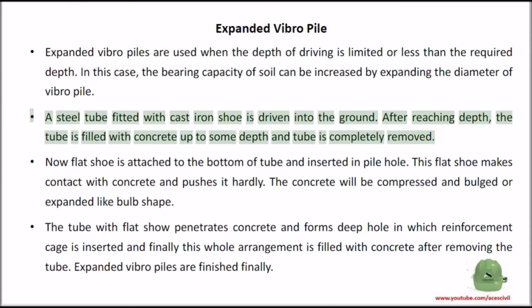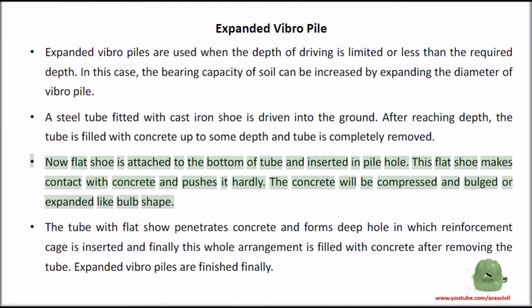A steel tube fitted with a cast iron shoe is driven into the ground. After reaching depth, the tube is filled with concrete up to some depth and the tube is completely removed. Now a flat shoe is attached to the bottom of the tube and inserted in the pile hole. This flat shoe makes contact with the concrete and pushes it hard. The concrete will be compressed and bulged or expanded into a bulb shape.